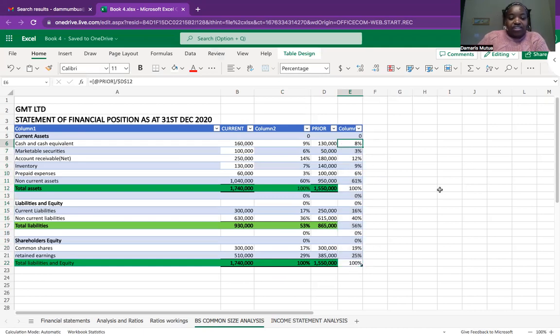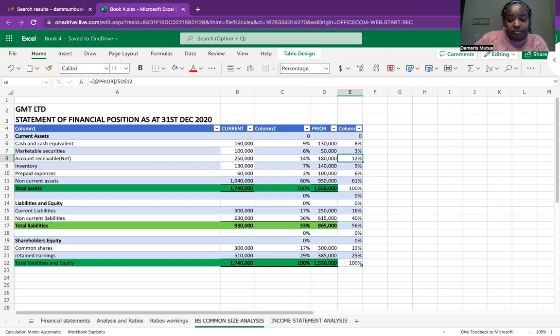Okay, our cash and cash equivalent. Prior period was 8%, current period is 9%. So our cash and cash equivalent has grown by 1%. Marketable securities was 3%, current period 6%. So we've doubled our marketable securities. Maybe the interest rates are good. We are earning more interest income from the marketable securities.